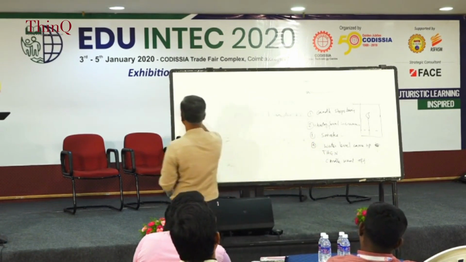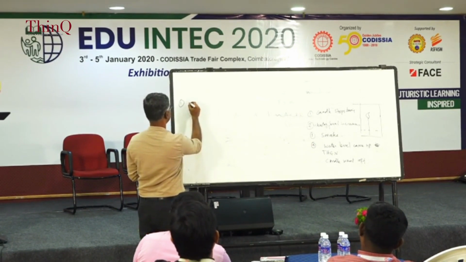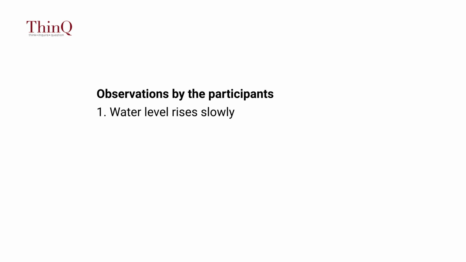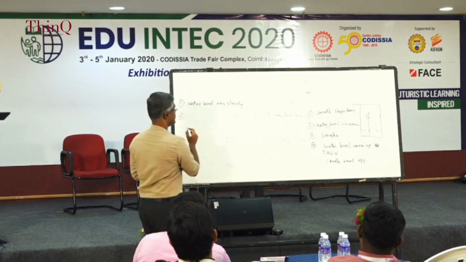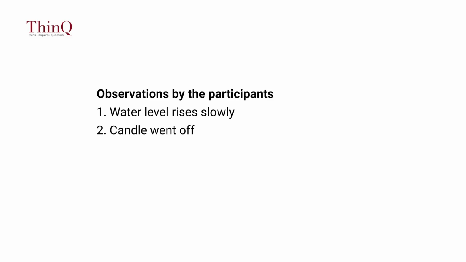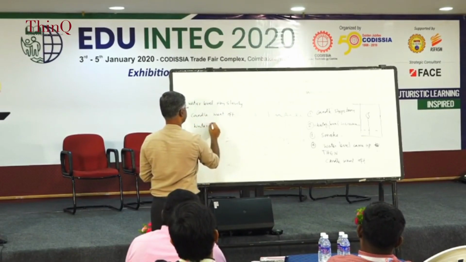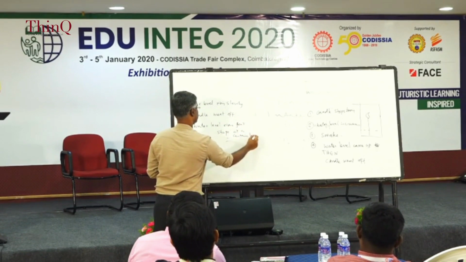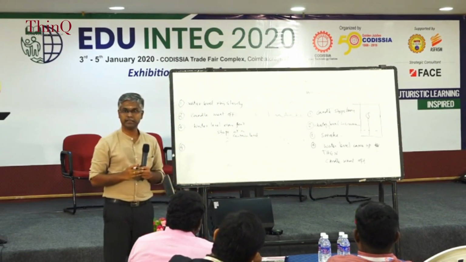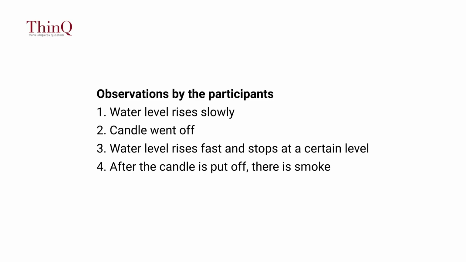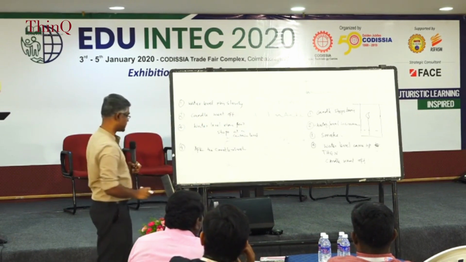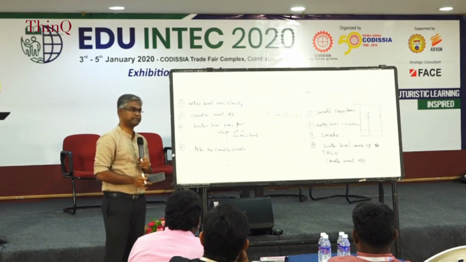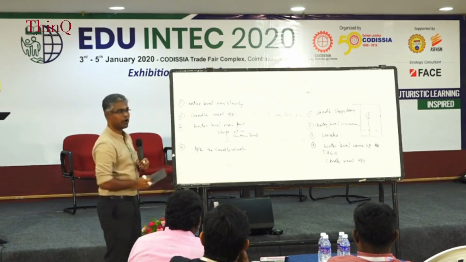So let me put it this way. The candle is burning and then the water level is rising slowly. Then the candle went off. Water level rises fast and stops, right? Stops at a certain level. And where does the smoke come in? After the candle is put off. Okay, after the candle is put off, there is smoke. Smoke or something. We don't know what that is. Something is coming out. So it calls for an explanation. We are trying to come up with an explanation that explains these observations.